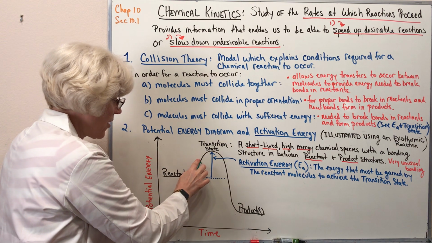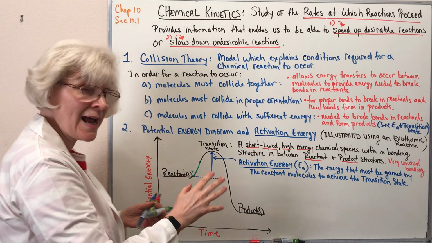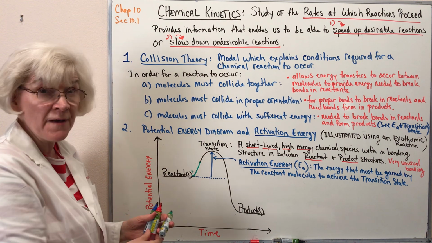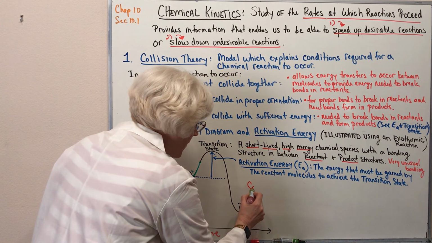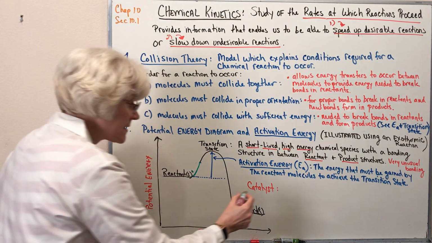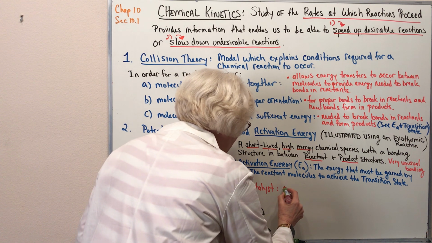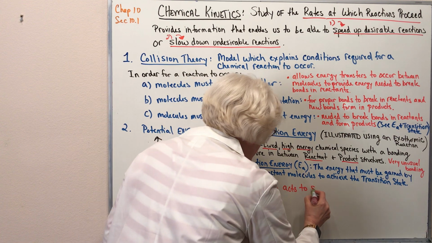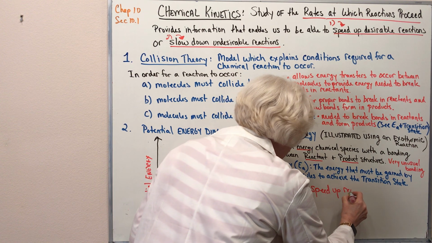So having explained what activation energy is, we can now discuss another concept, and that is, what effect does a catalyst have on a reaction? So a catalyst is a substance that speeds up the rate of the reaction. So a catalyst acts to speed up reaction rates.